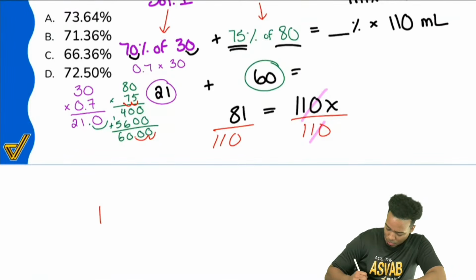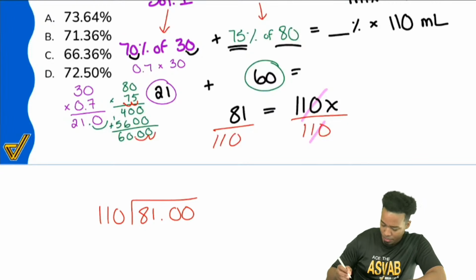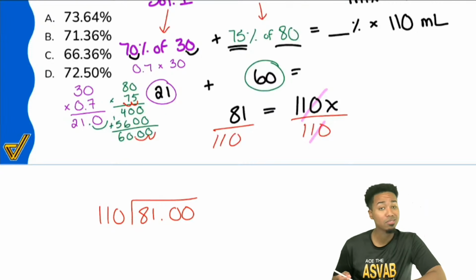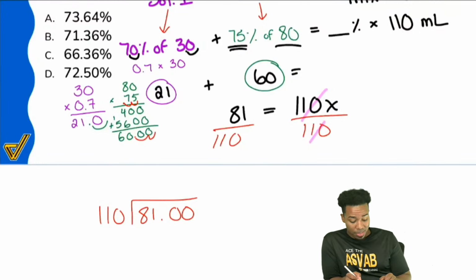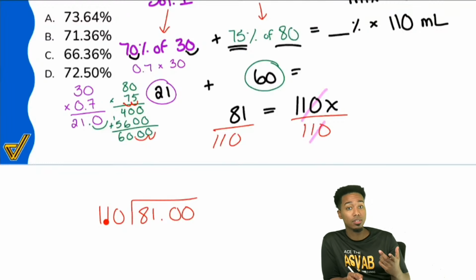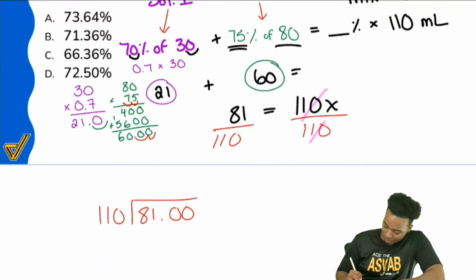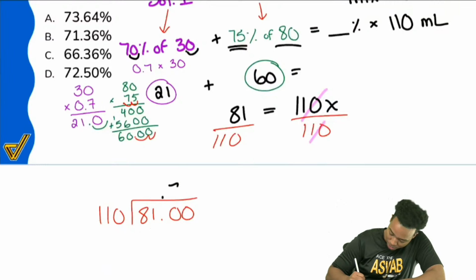So we can just say 110 going into 81.00. Everyone, how many times does 110 go into 810? Right, that's going to be 7. Think about the 11 that's in the front. 11 times 7 would be 77, or 770. If you did 8, that would be 880. That's too much. So we want to think about the 7. That's going to be the right one. So we'll put 0.7 right there.